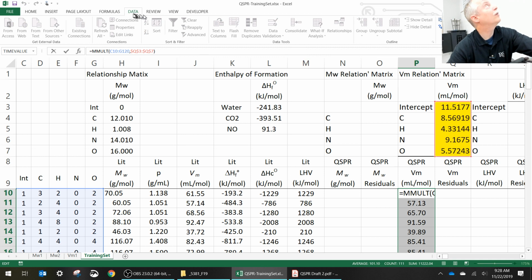I wish I could make that formula bigger, but up here we have an MMULT. The blue is my structure matrix. The red is my property matrix. And we've got to accelerate here for a little bit. And I hit Control Shift Enter, and I get the full thing.